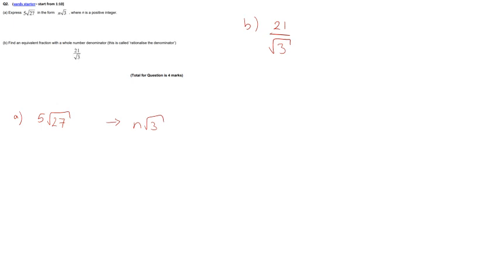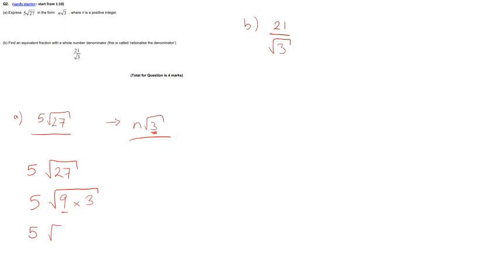So for question 2, part A, I've got to change 5 root 27 into something of the form n root 3. Okay, so remember with surds, I have a look at the number in the surd and try and think of two numbers times together that make 27, of which one of them is a square number. Luckily they've told me 3 is going to be here, so I know it's going to have to be something times by 3. 9 times 3 gives me 27, and that works because 9 is a square number. So let's carry on from here.